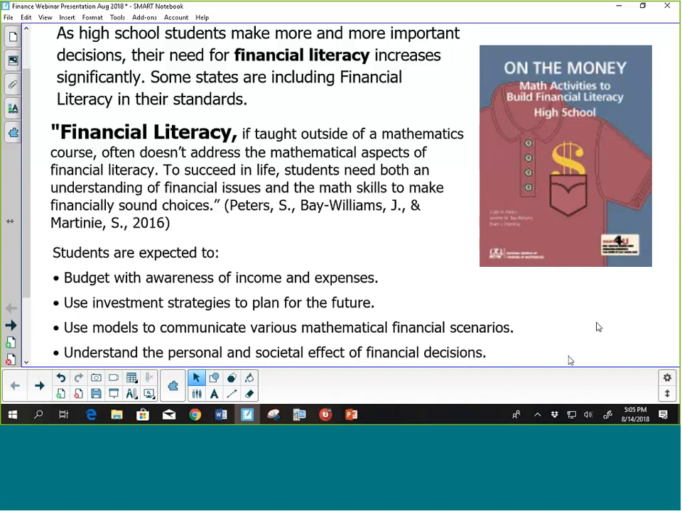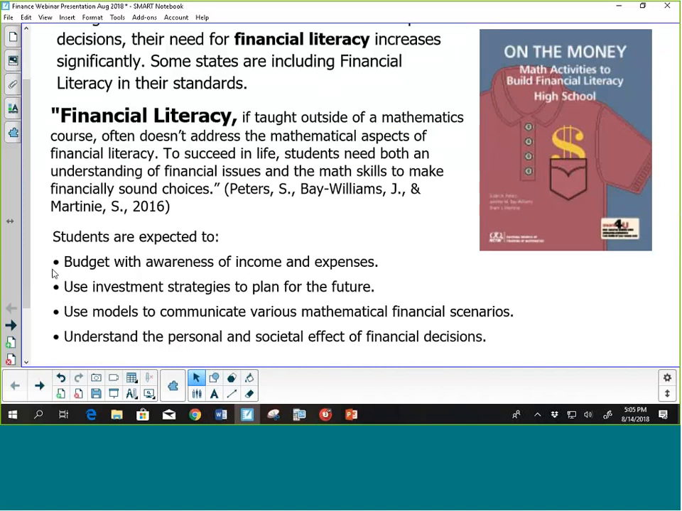We liked what Arizona had to say here. With that, we want students to have some awareness of income and expenses. With the age of debit cards, it's like magic money, and students are not aware, even adults sometimes, to plan for the future. That's important too. A lot of businesses don't even have pensions anymore.